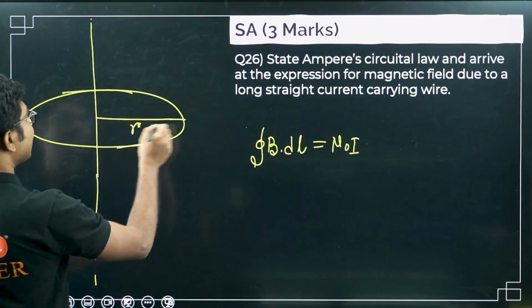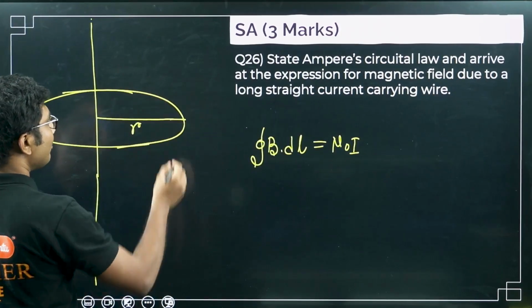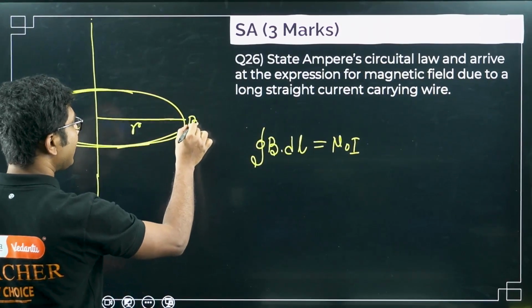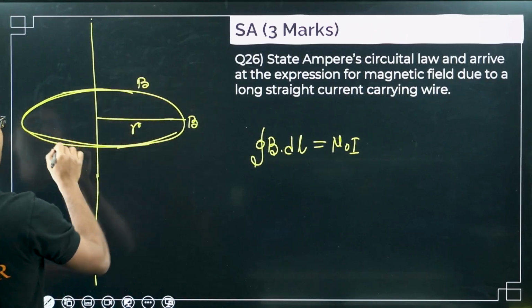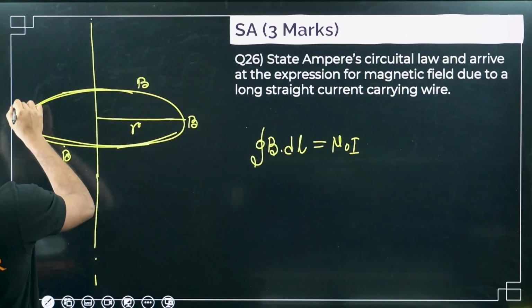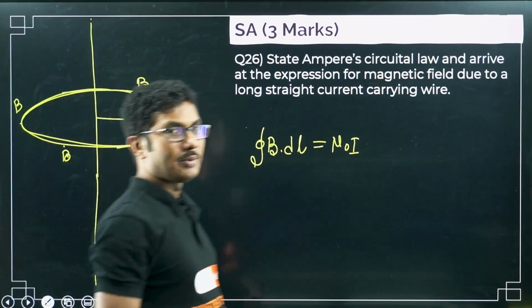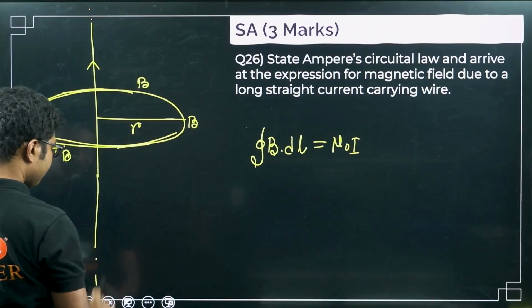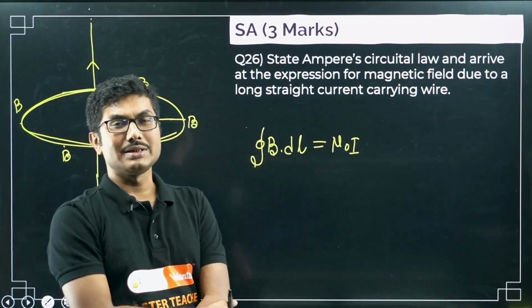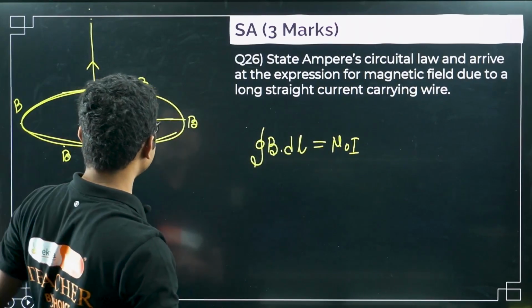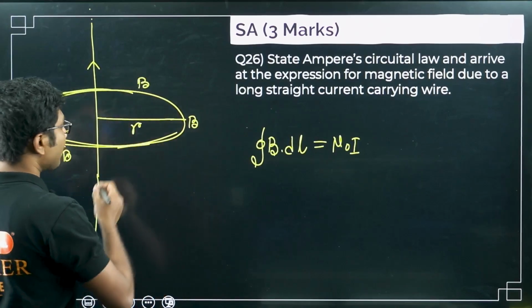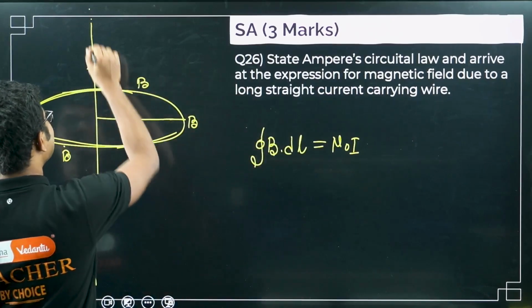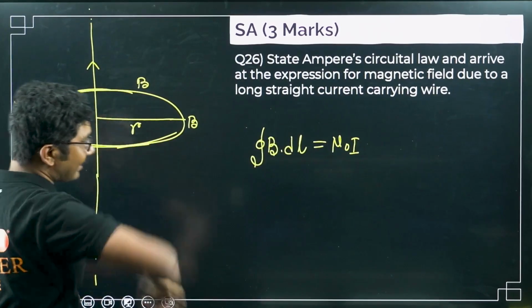Now let us consider this loop. If you consider this loop, this is a circular loop, so it is circular symmetry. If the magnetic field here is B, magnetic field here will also be B, magnetic field here will also be B. At any and each and every point magnetic field will be B because this current carrying wire is very long, and it's a circular symmetry. For circular symmetry, any point on the circle it will be same. So first you have to construct an Amperian loop such that this current carrying wire is on the axis of this loop.